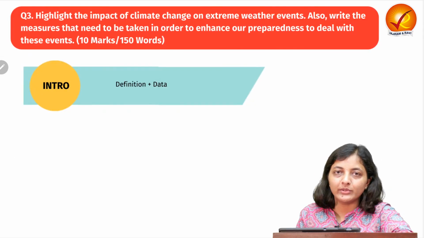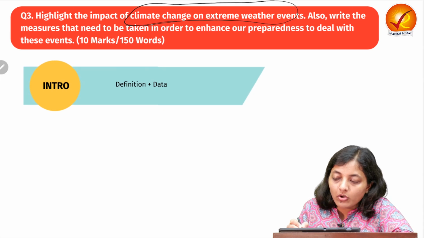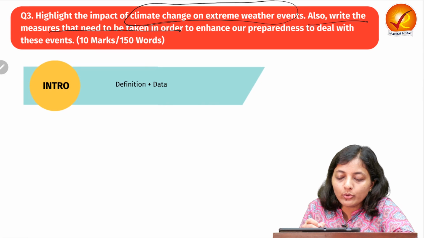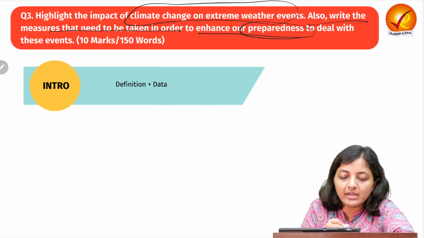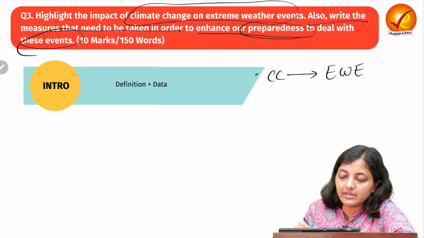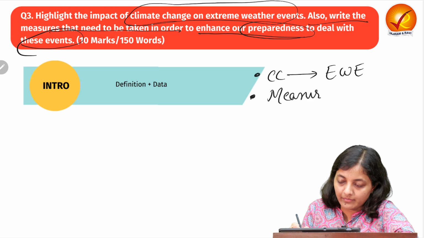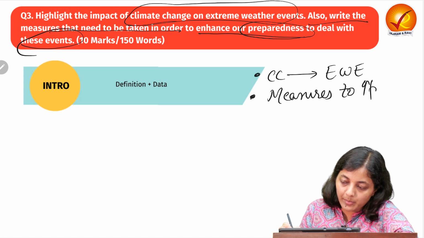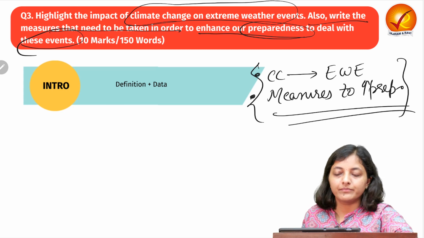Let's start the third question. Highlight the impact of climate change on extreme weather events. Also, write the measures that need to be taken in order to enhance our preparedness to deal with these events. So, the question is asking about the climate change impact on extreme weather events, and the second is measures to enhance the preparedness. So, these are the two body parts.